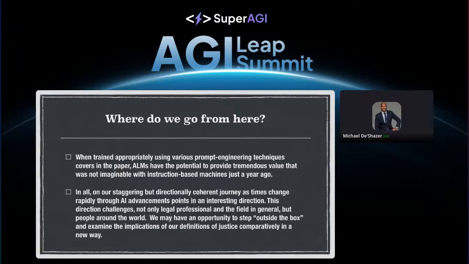So where do we go from here? When trained appropriately using various prompt engineering techniques, as covered in this paper, ALMs have the potential to provide tremendous value that was not imaginable with instruction-based machines just a year ago. And when I say instruction-based machines, I mean if this, then that, while this, then do this, deterministic in a way. In all, on our staggering but directionally coherent journey, as times change rapidly through AI advancements, we're going in an interesting direction.